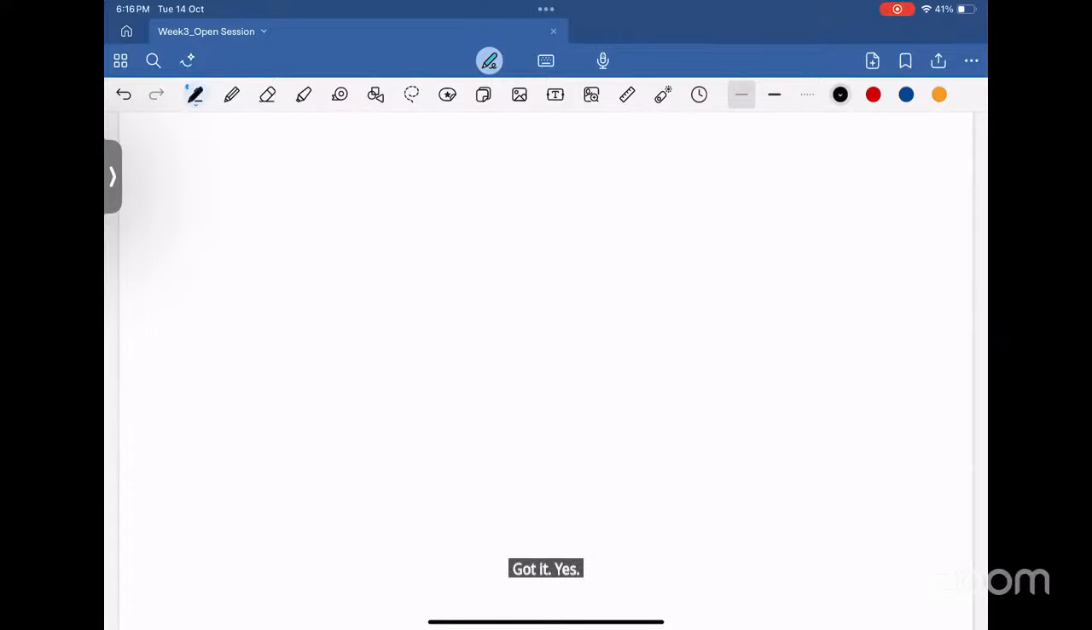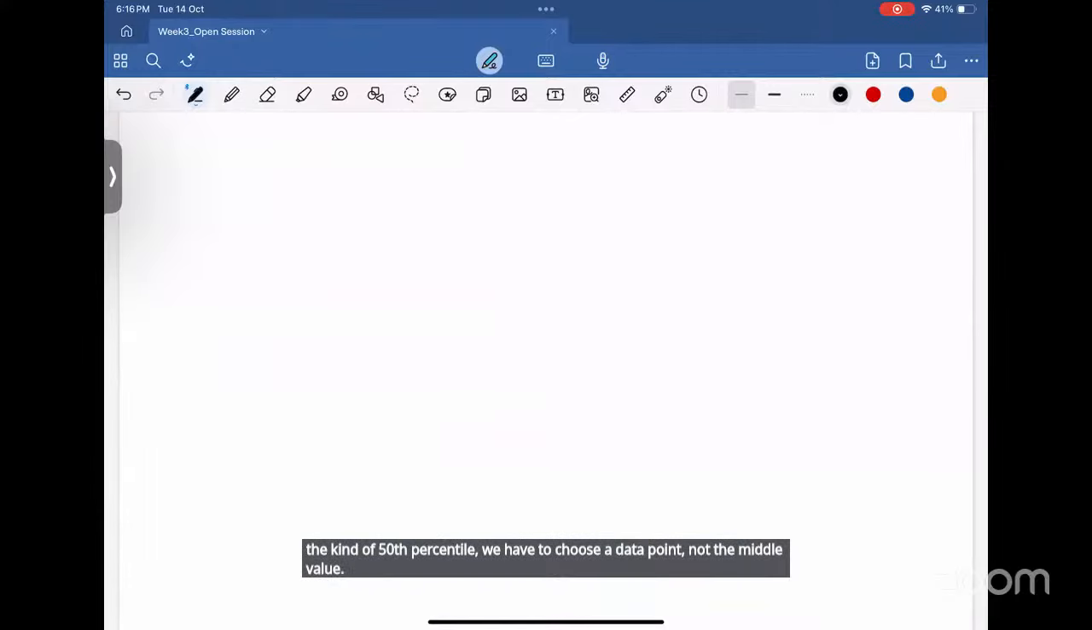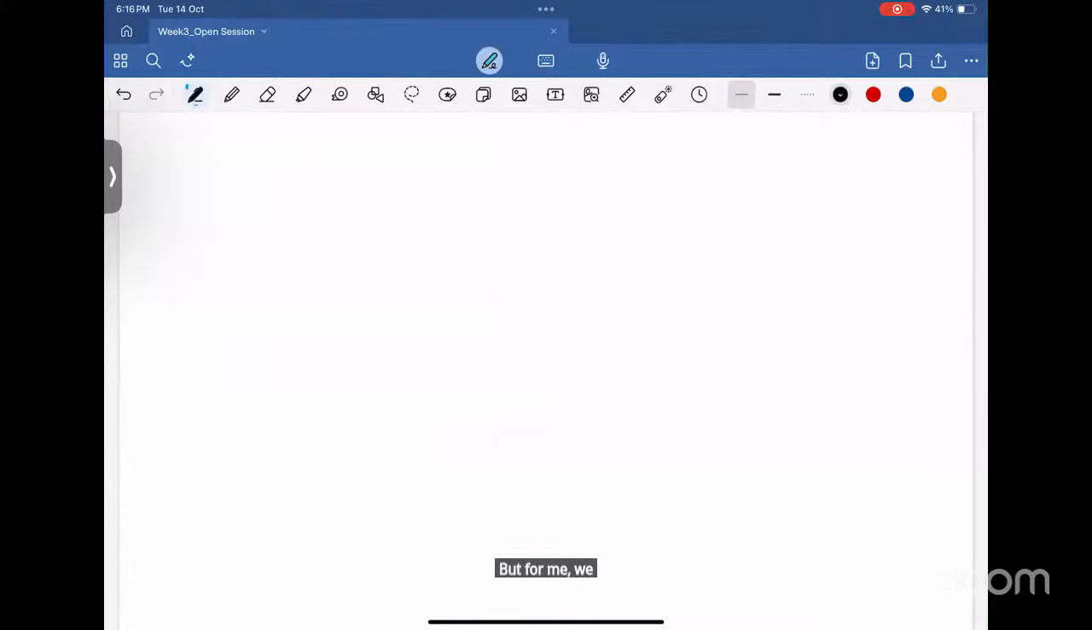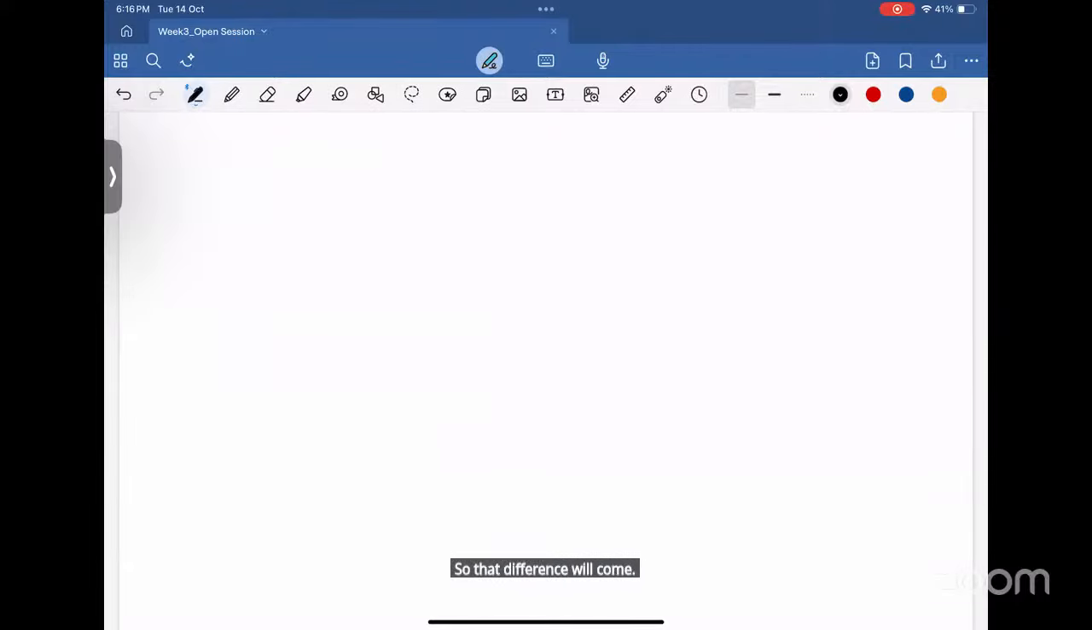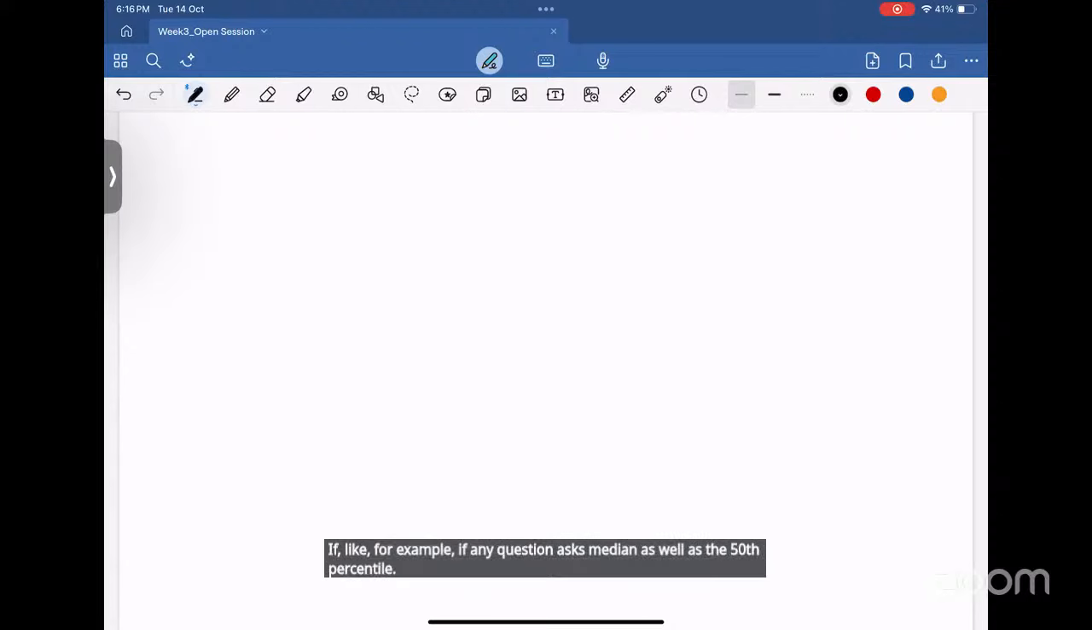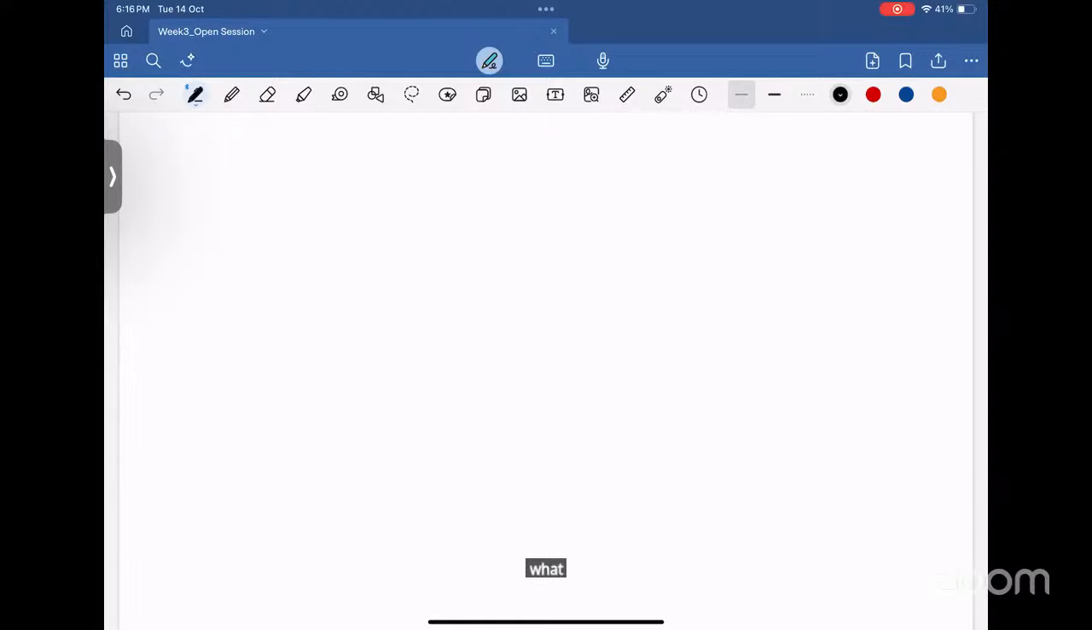Yes, sir. In even cases also, for the 50th percentile we have to choose a data point, not the middle value. But for the median, we can't take a data point. We have to take the average of the middle points, right? So that difference will come. But sir, if a question asks for the median as well as the 50th percentile, what should our answer be then?